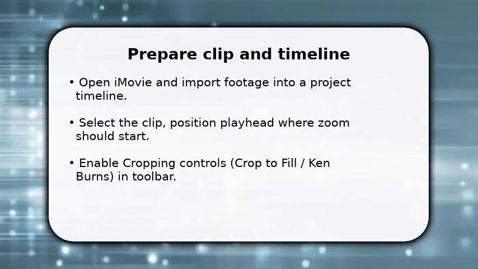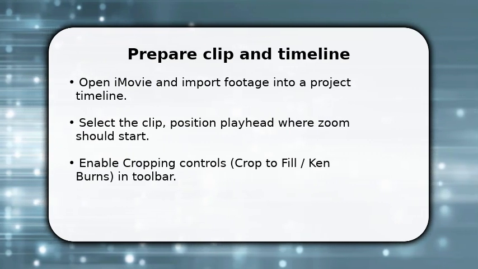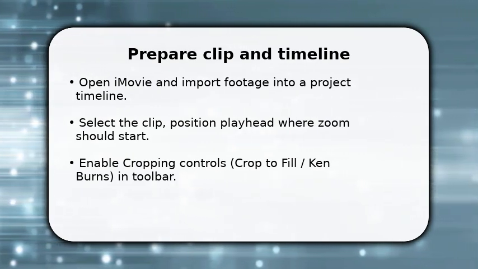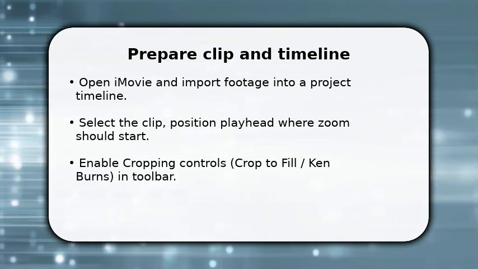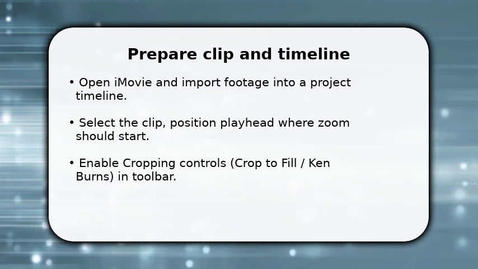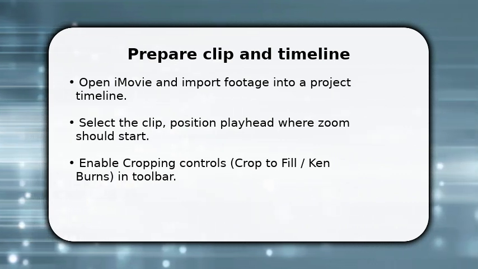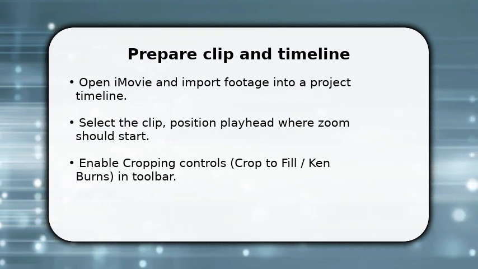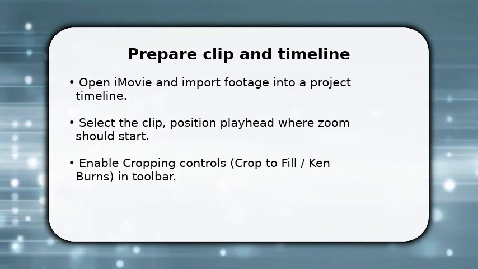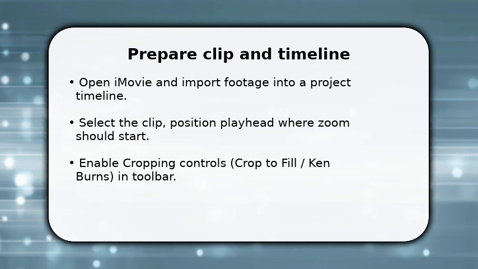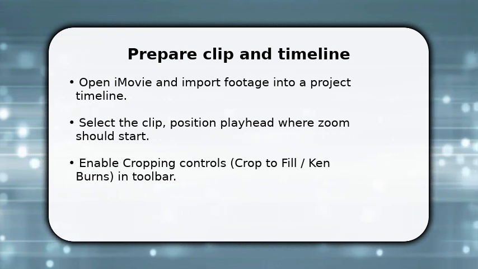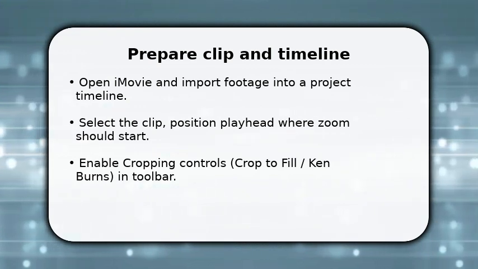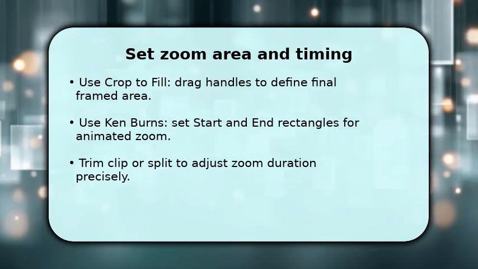You already imported your footage, so start by selecting the clip in the timeline and move the playhead to where the zoom begins. Once done, click the cropping button above the preview to reveal crop to fill and Ken Burns. Use crop to fill for a static zoom into a specific area, or choose Ken Burns to animate from one frame to another. Make sure the preview shows the full frame before you set the start point so your final zoom stays sharp. Now define how much and how long the zoom will be.